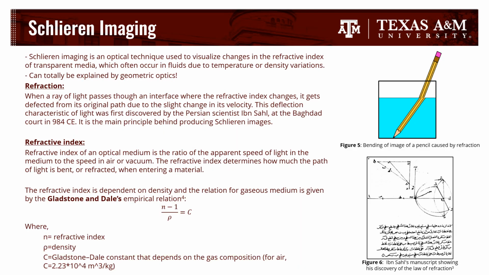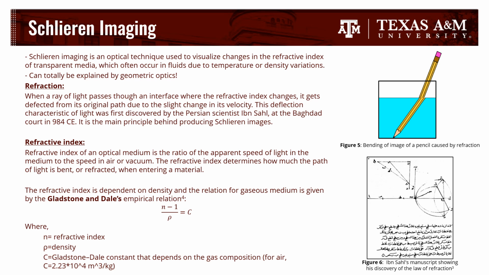Now that we have established what Schlieren is, which are certain inhomogeneities that occur in a transparent medium, I want to further explain what Schlieren imaging is. It is an optical technique used to visualize changes in the refractive index of transparent mediums, which often occur in fluids due to temperature or density changes. This technique can totally be explained by geometrical optics.